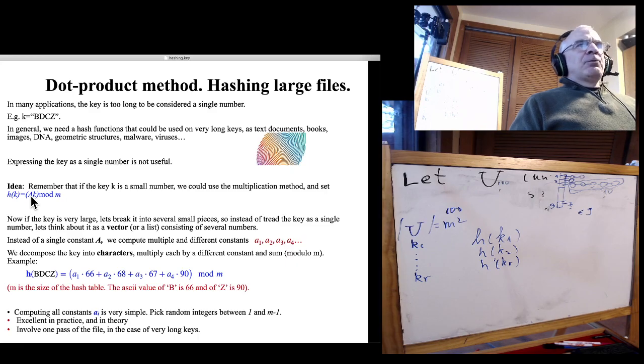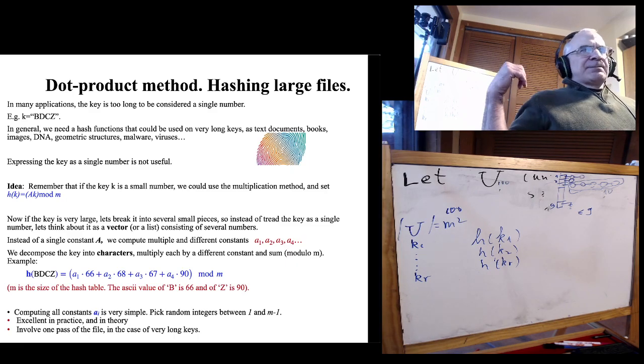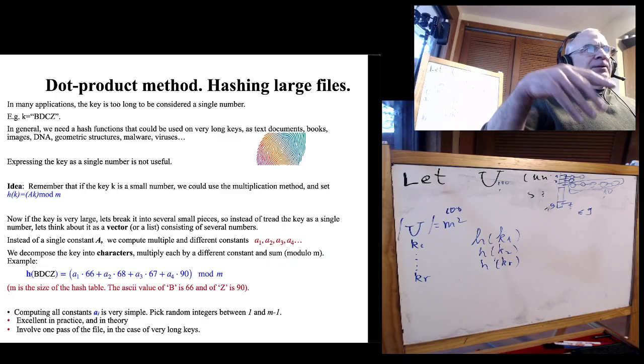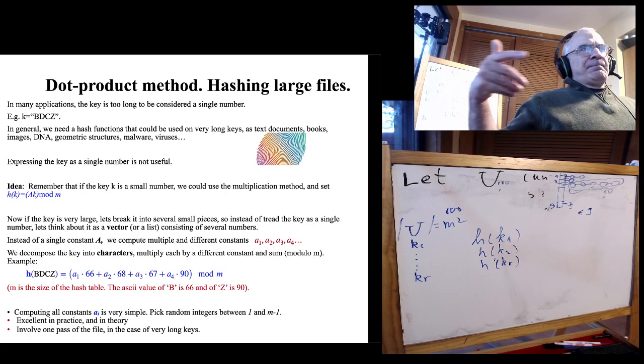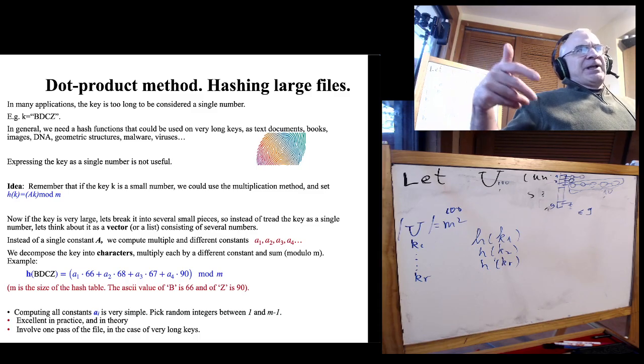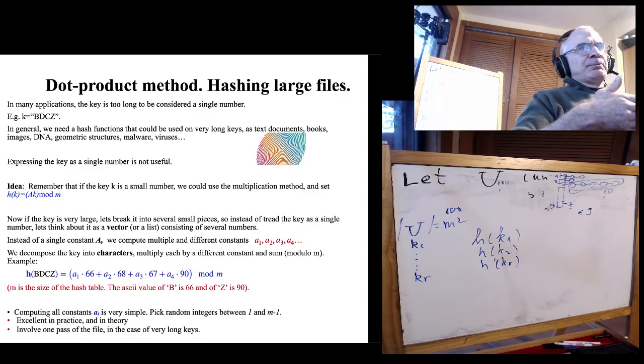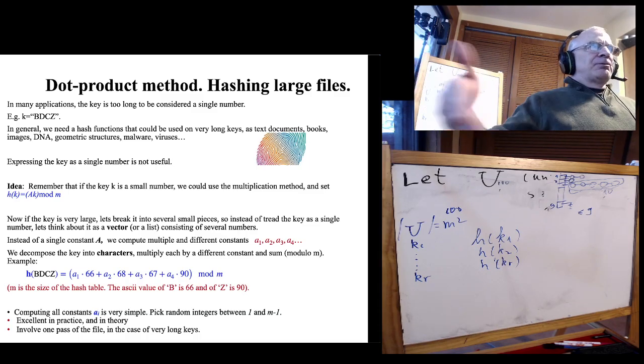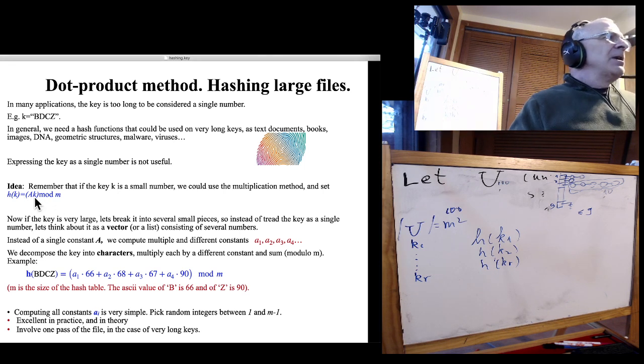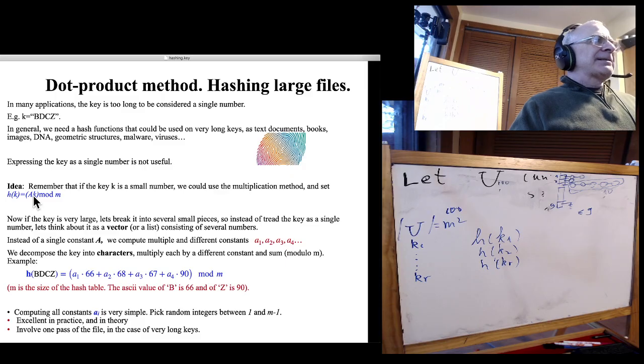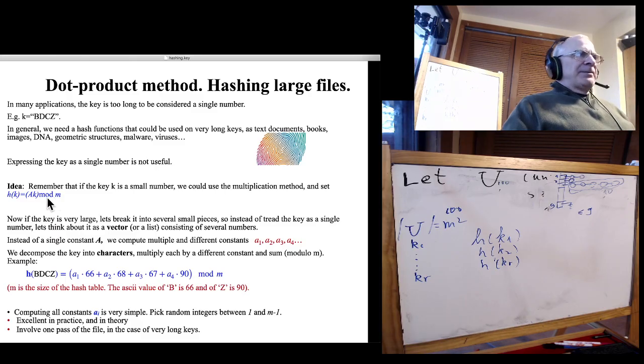My hope is, just as before, that h of k could be computed fast. Fast meaning if it's a big document, big video, I want to make one pass on this video, not multiple passes. So I still want to make numbers out of it, but not a single number. That's where the dot product is going to be so useful, and it's really one of the important concepts here.